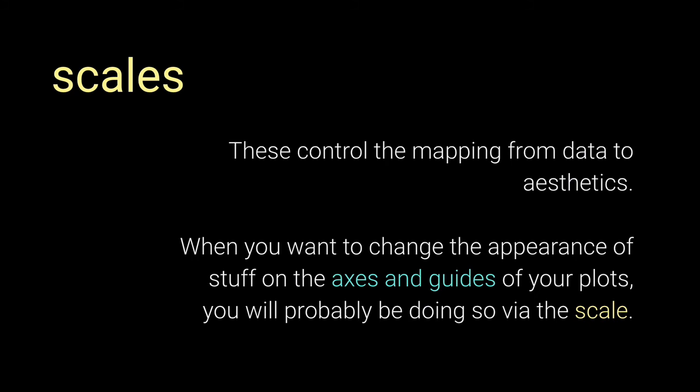So for example, if you're plotting continuous or numeric data on your x-axis, the scale associated with that aesthetic is a continuous numeric scale. If you're plotting a discrete variable on the x-axis, like a category, then that x-axis aesthetic is associated with a discrete scale. So every time you map something from your data to an aesthetic on your plot, it gets assigned a scale, and that scale is how you control the appearance of that variable on your plot. So whenever you want to change the appearance of stuff on axes or guides or legends of your plots, you will probably be doing so via the scale.